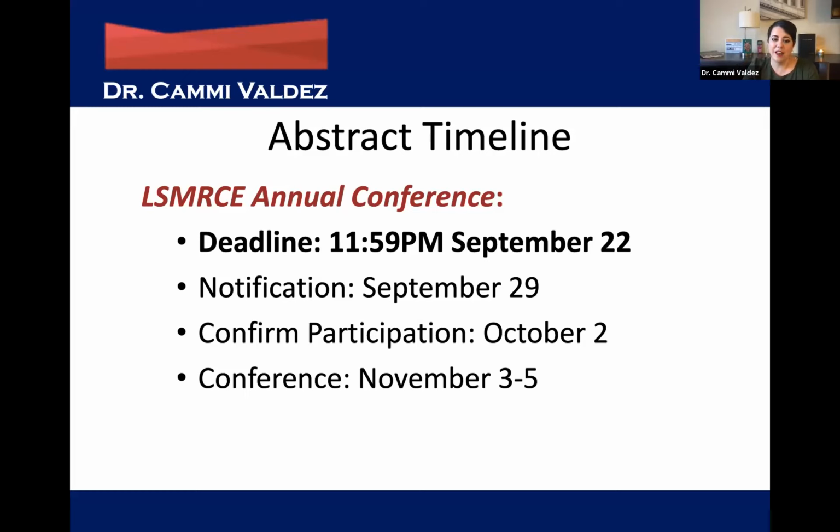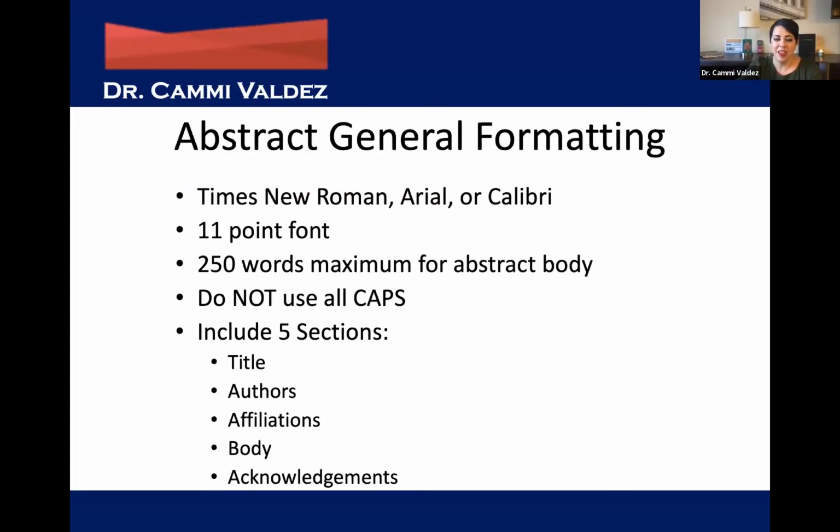Every conference is different in the timeline they have for this, but these are the general steps that you would expect to see once you submit an abstract. You submit, wait to find out if it's been accepted. If it's accepted, you have to confirm that you're going to go, and then you actually show up. So that's pretty typical. And then we're going to talk a little bit about formatting.